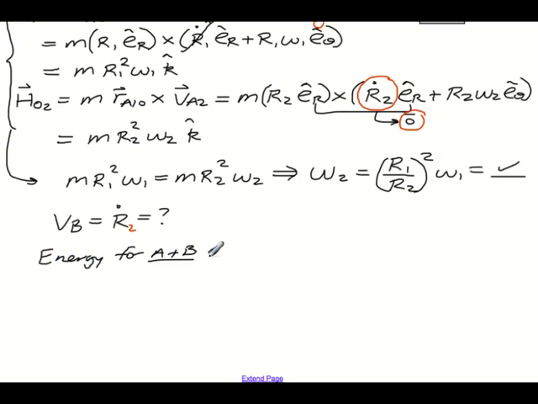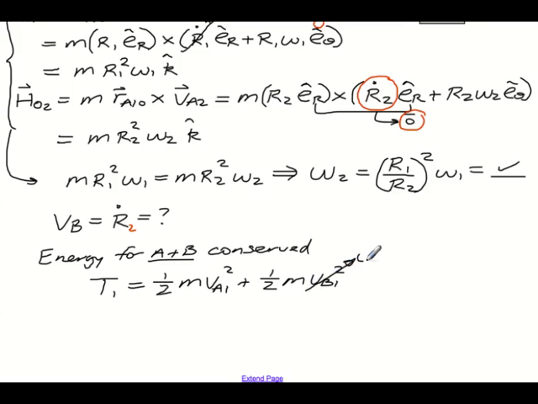And if we look at A and B together, we can say that energy is conserved. So write down T1. T1 is 1/2 m vA1 squared plus 1/2 m vB1 squared. Well, it's said that A is initially at rest relative to the arm, so r dot is 0. Since r dot initially is 0, so is vB1. Then the only thing that's left here for vA1 is r1 omega 1 squared.